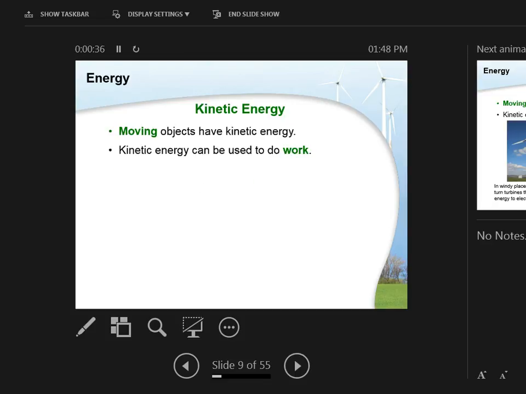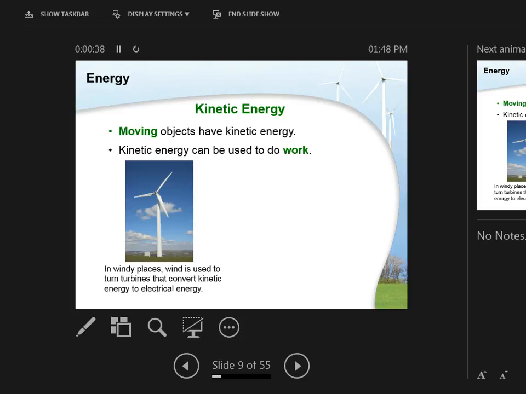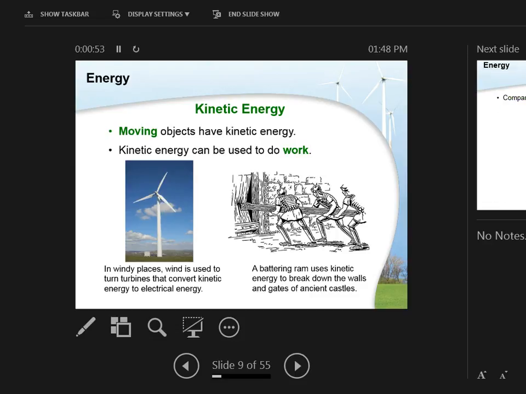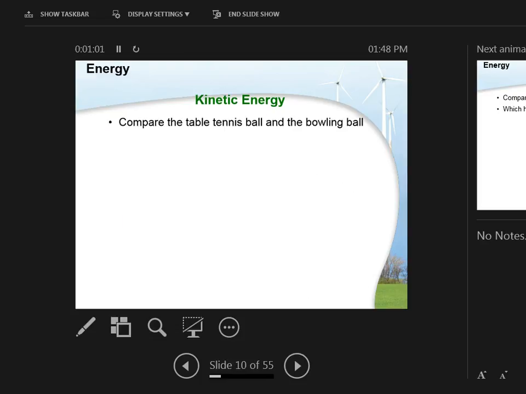So we have seen this example. Wind is being used to turn turbines that convert kinetic energy to electrical energy. Moving objects have kinetic energy and it can be used to do work. So this is one example. In the past, people used a battering ram. There's kinetic energy that is used to break down the walls and gates of ancient castles.